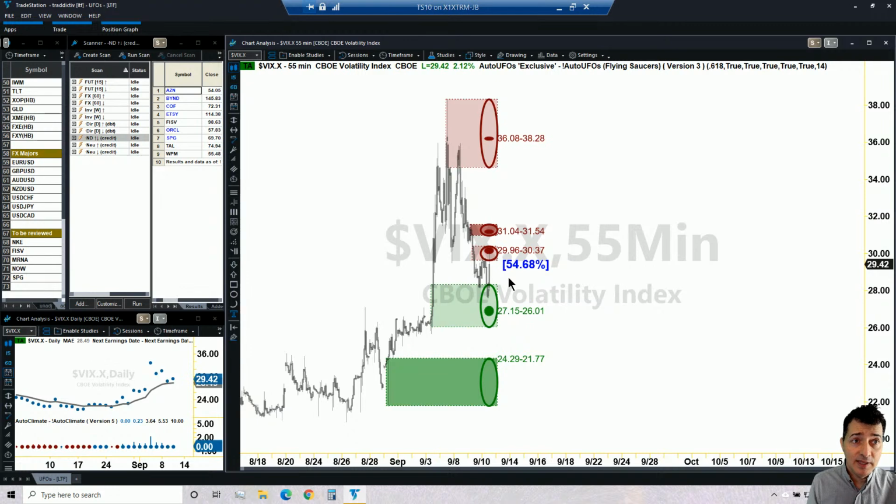So again, if everything works according to plan, we should see the market bouncing back up, and then the VIX reaching the green UFO, and then vice versa, bouncing back down. And again, we are likely going to see some sideways action here. Okay, that's how it's really looking.